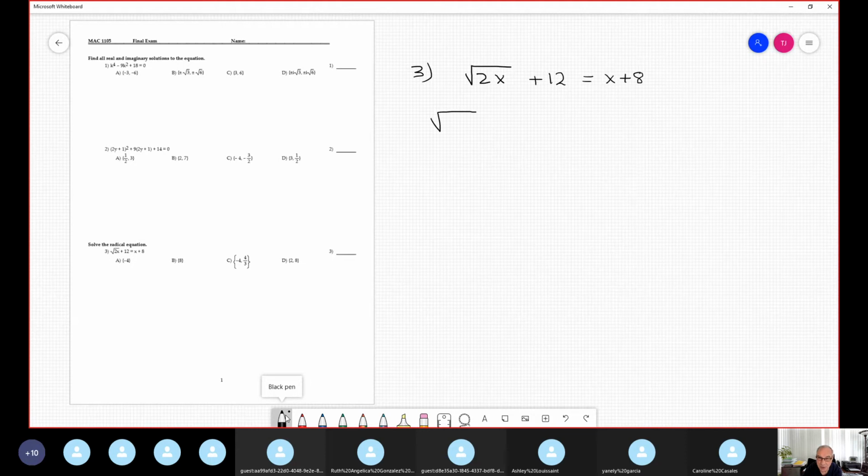Therefore, you isolate the radical. Then you move 12 to the other side. So we have x plus 8 minus 12, and that is negative 4. x minus 4. Okay, let me copy. So far, my equation is manipulated like that.